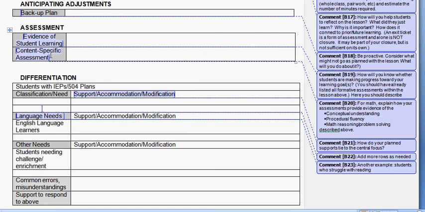And then there is a content-specific component to the lesson plan here. And so again, for math, that goes back to explain how your assessments provide evidence of these math things. And so for your content area, you again have to make sure you show that your assessment is assessing the content-specific pieces that your EdTPA requires.